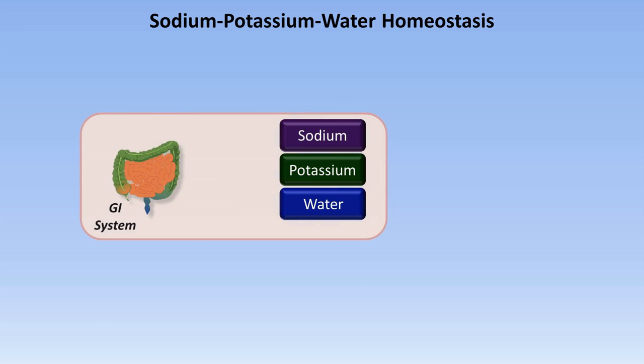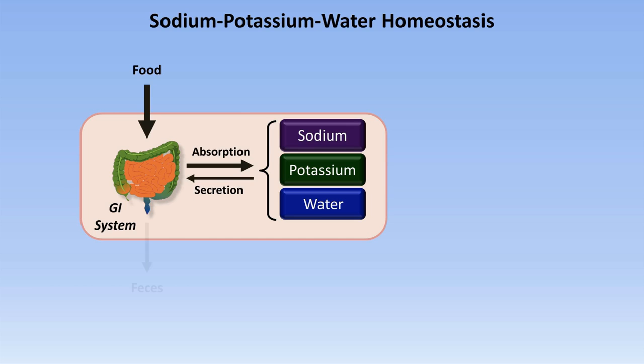First is the GI system. We take in these electrolytes and water in food. Some of this gets absorbed in the GI tract and some gets secreted. Whatever remains in the GI tract that either wasn't absorbed or was actively secreted is then expelled in the feces.